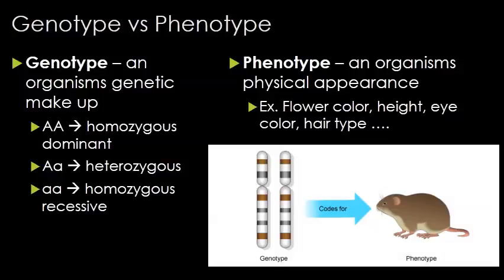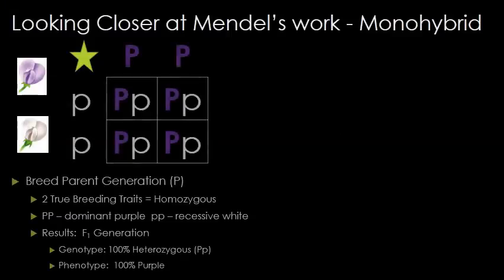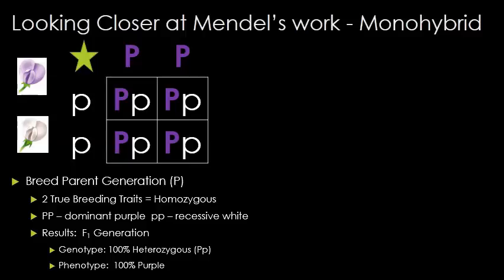Just as a quick reminder, please remember that genotype is the genetic makeup, and phenotype is the physical expression of a trait. So I had my purple flowers, and I had my homozygous dominant purple flowers. So homozygous dominant is genotype, and purple is phenotype. So you use a Punnett square to predict the ratio or percentage of the possible genes that an offspring will have based on the genotype of the parents.